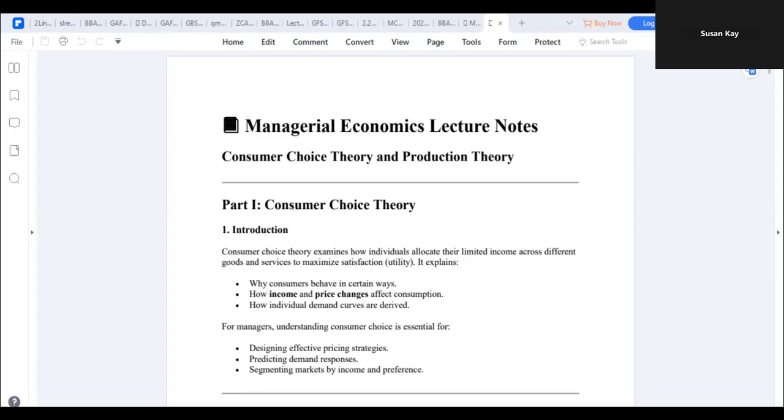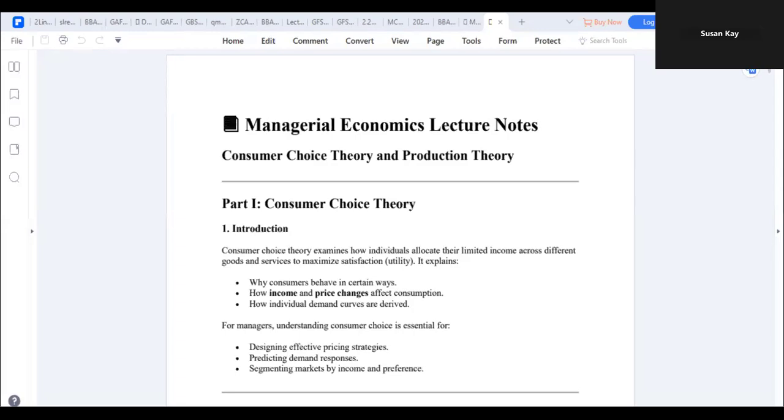This important topic in economics helps to provide a systematic understanding on why we behave in a certain way, on how income and prices will affect our income consumption, on how our individual demand curves are derived.